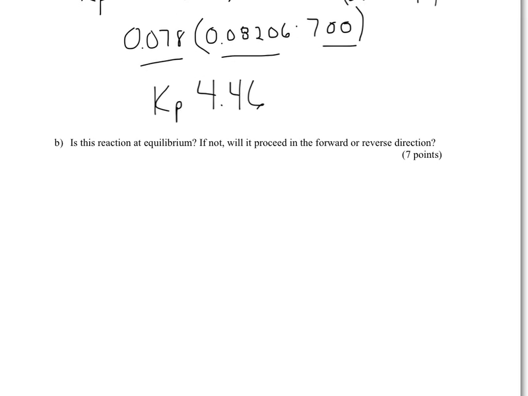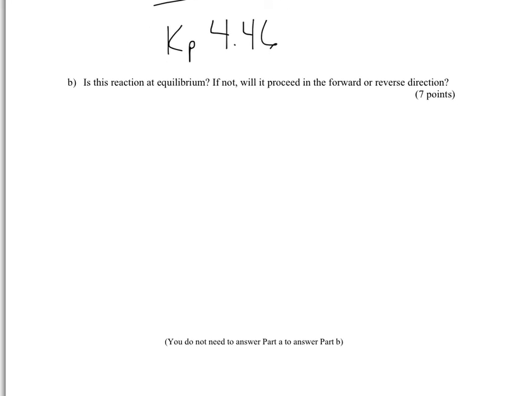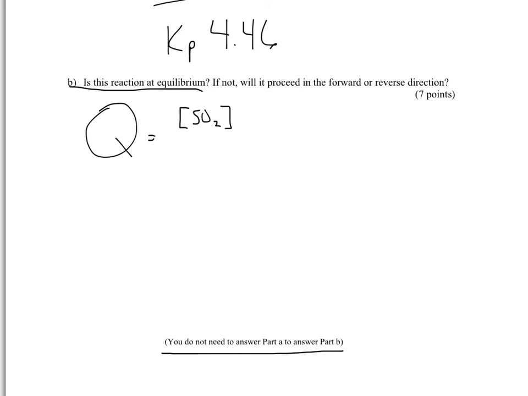Moving on to part B. Again, this is another question where we don't need the answer to part A to answer part B. We're asking, is this reaction at equilibrium? Are we at equilibrium? Are we there yet? We're going to calculate Q. Q in this equation would just be the products over the reactants. That is the concentration of SO2 times the concentration of chlorine gas in the numerator and the concentration of the reactant in the denominator. And so all we need now is concentrations.